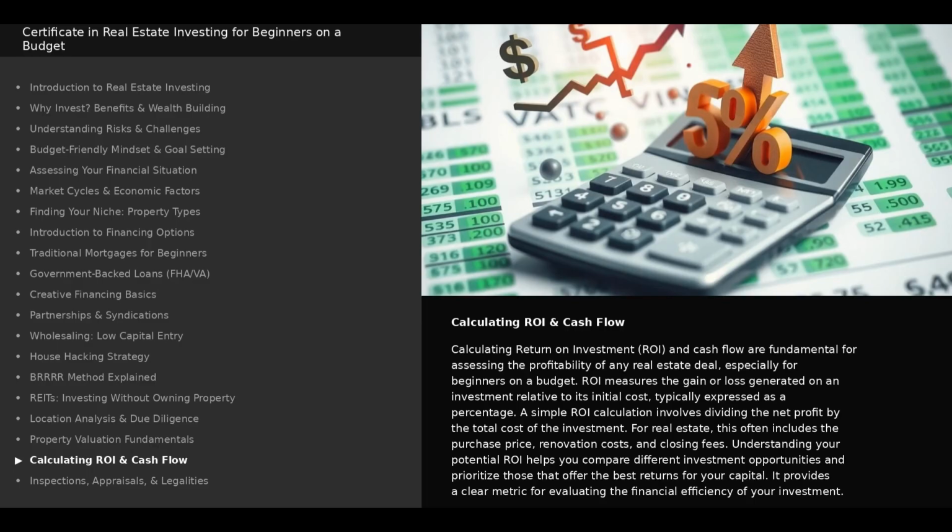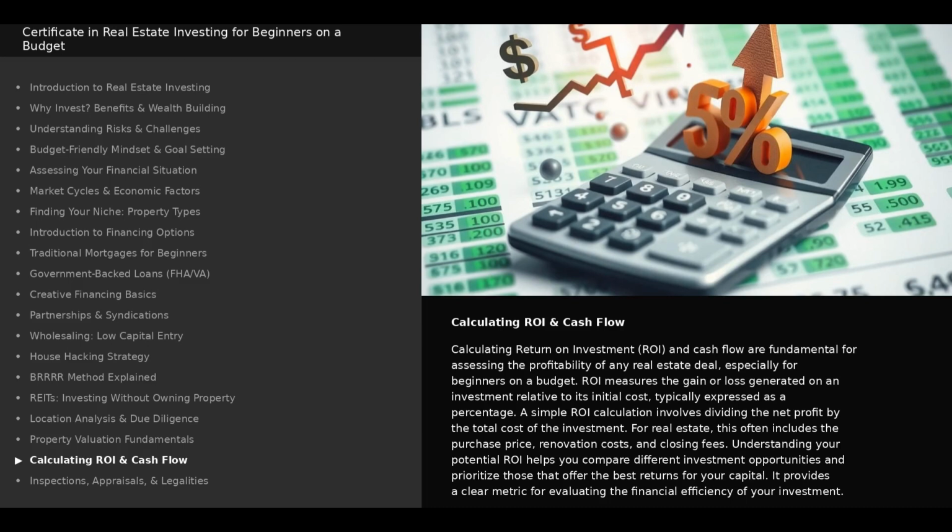ROI measures the gain or loss generated on an investment relative to its initial cost, typically expressed as a percentage. A simple ROI calculation involves dividing the net profit by the total cost of the investment. For real estate, this often includes the purchase price, renovation costs, and closing fees.